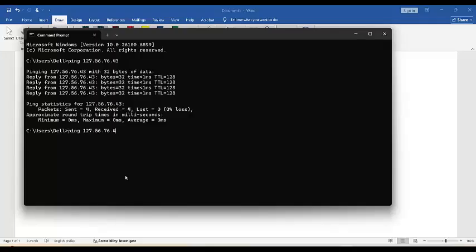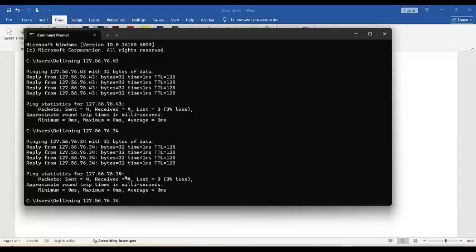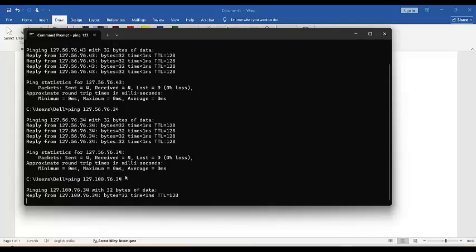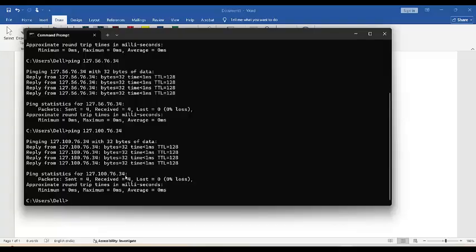Now I am making another change. Instead of 43, I am saying 34. For that also someone is replying. Okay, I'll change the first octet. Instead of 56, I'll say 100. Then also someone is replying. Who is replying me? Is there anyone from outside? No. It is within the laptop via which I am teaching you. My own laptop is replying to myself. That's why it is looping back. Loopback address.